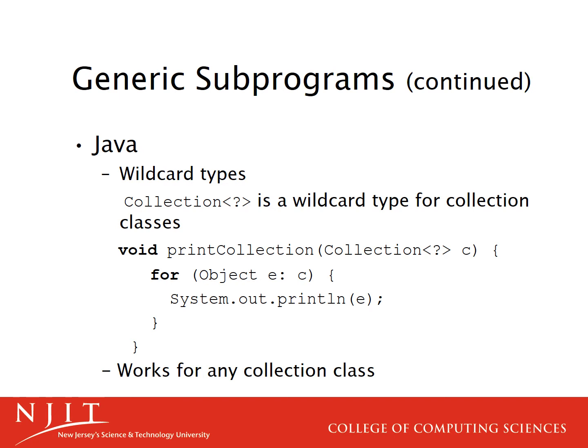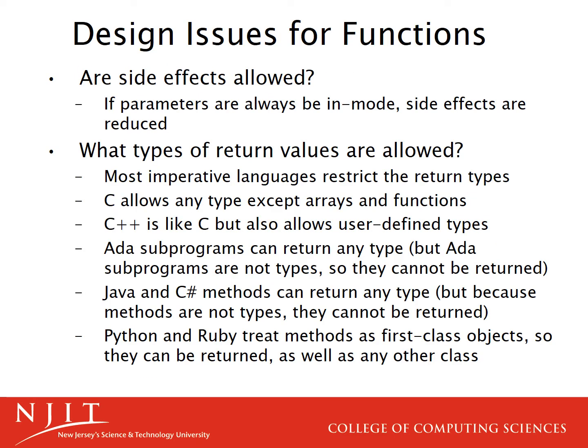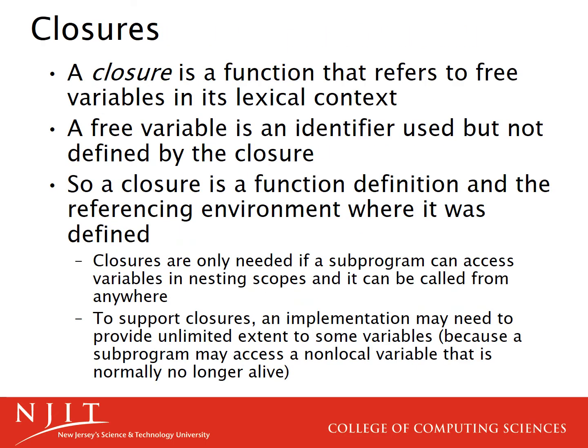Okay, so functions. I want to discuss an interesting and useful feature inside of a lot of programming languages, which is known as a closure. A closure is a function that refers to variables that are defined in the context in which the function is declared, right? So a free variable is some identifier that's used but not defined by the closure.